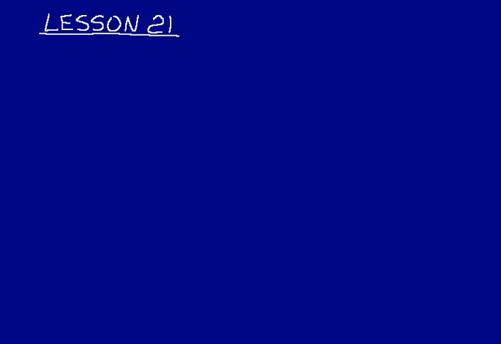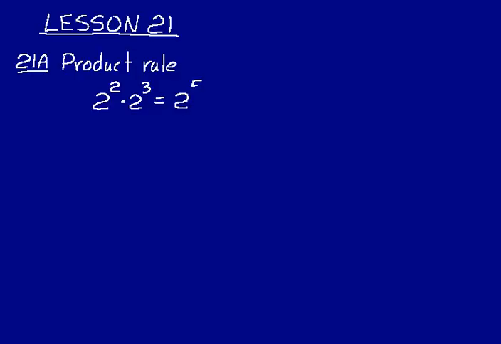In lesson 21, we'll be learning about the product rule for exponents, and then we'll also be learning about addition of like terms with exponents. To understand the product rule for exponents, let's just start with an example. If you had 2 squared times 2 to the third, that's going to equal 2 to the fifth.